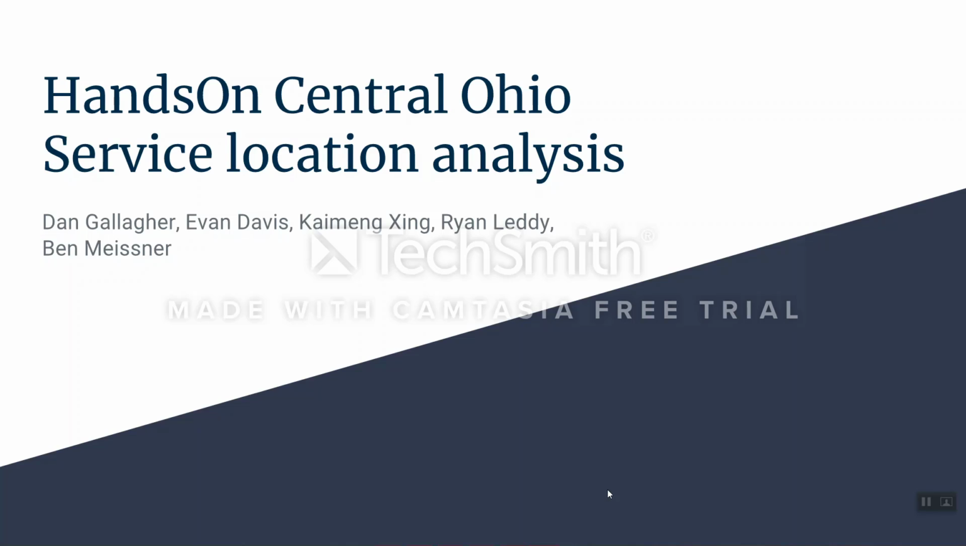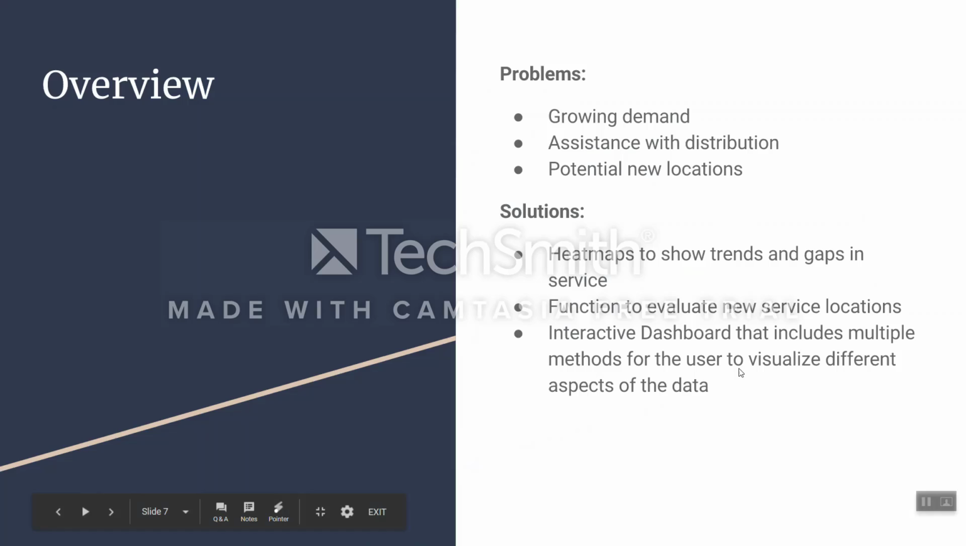HandsOn Central Ohio is a distribution center that also supports people in poverty with different resources that they offer. The problem they came to us with is that they've been noticing an increase in population in Columbus, especially in low-income areas, which would increase their demand. So they wanted assistance with their distribution system to see how they could allocate their resources a little better. They also had ideas of expanding to new locations, so they wanted a tool that could analyze any new locations.